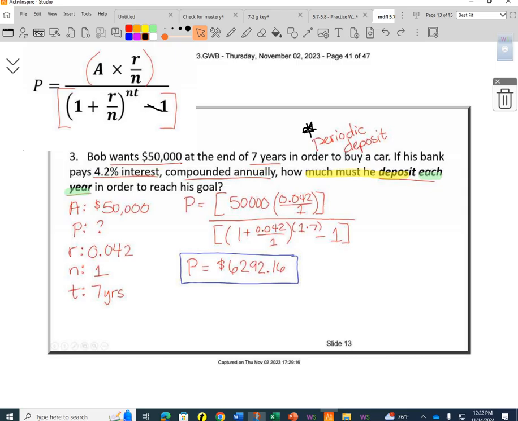So if you did not get $6,292.16, we need to make sure you know how to enter it so you will. Did you get that, Therese? Did you get that, Bria? Yes. Daniel's still working on it? Okay. Lauren, did you get that? Yes. And you put the calculator strokes again.